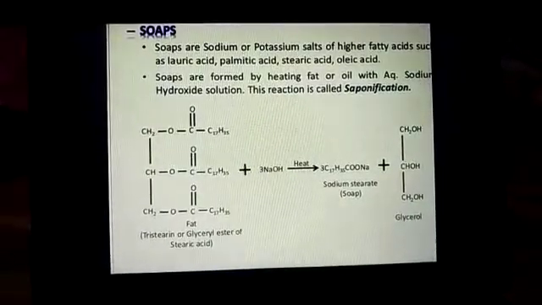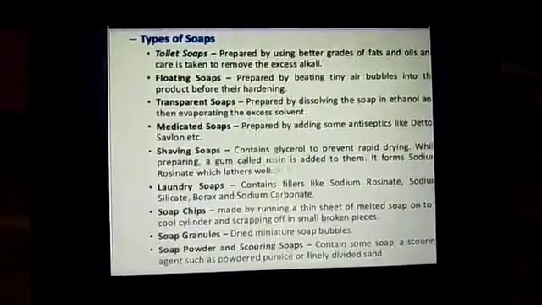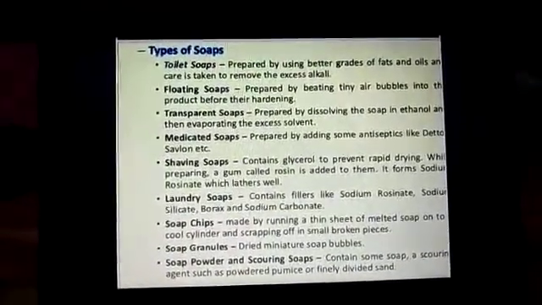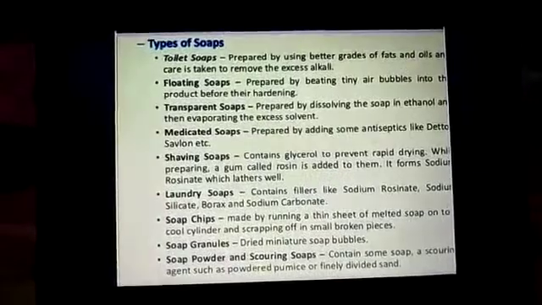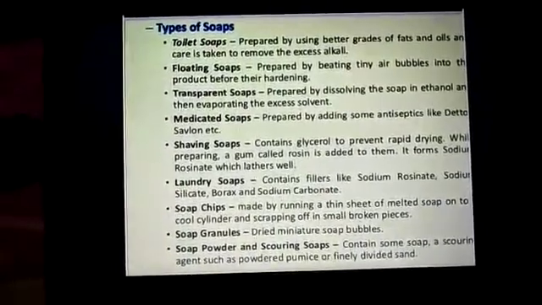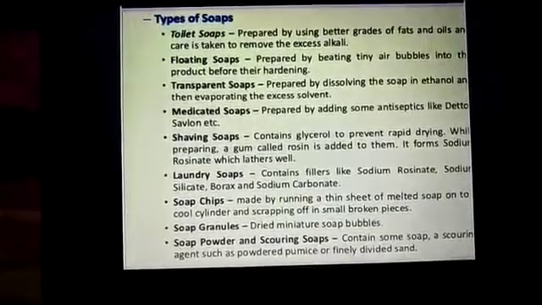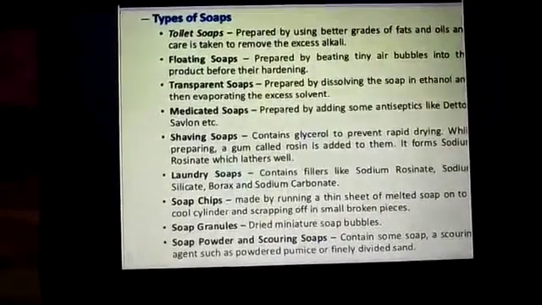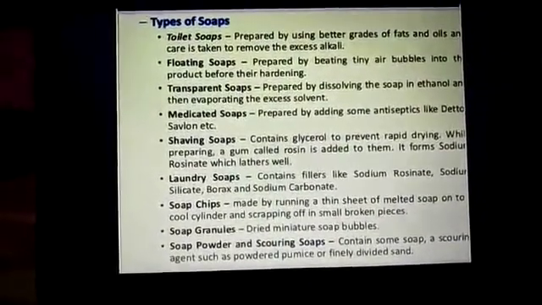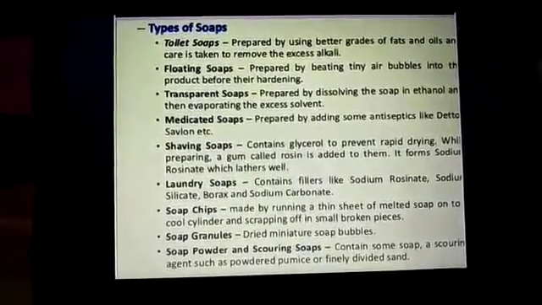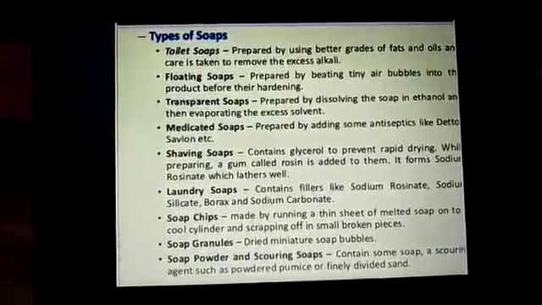As we have seen in the reaction, the types of soap are toilet soaps, floating soap, transparent soap, medicated soap, shaving soaps, laundry soap, and soap chips, soap granules, and soap powders. These are the various types of soaps. The important ones are toilet soaps, prepared by using the better grade of oils and fats, with care taken to remove the excess of the alkali.